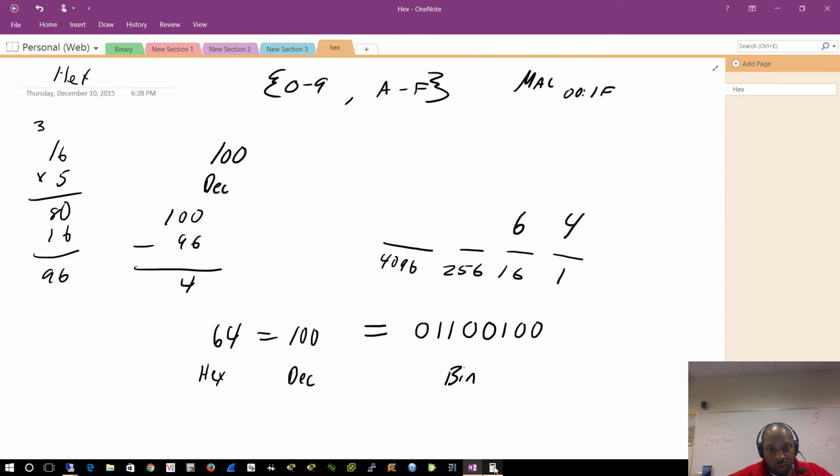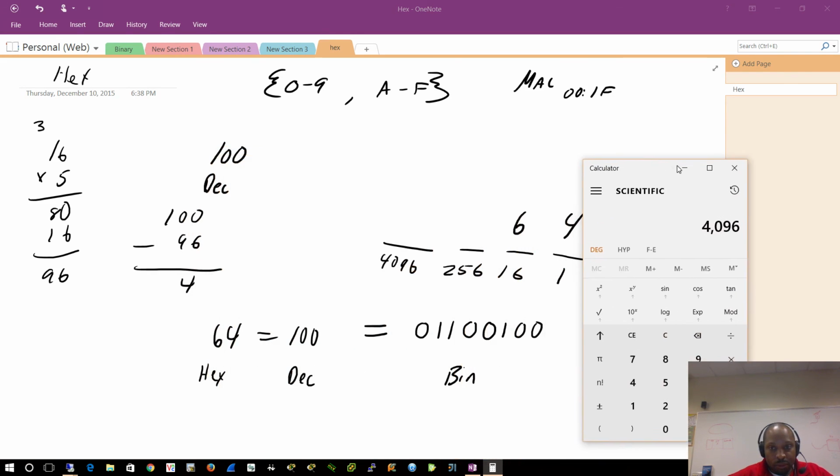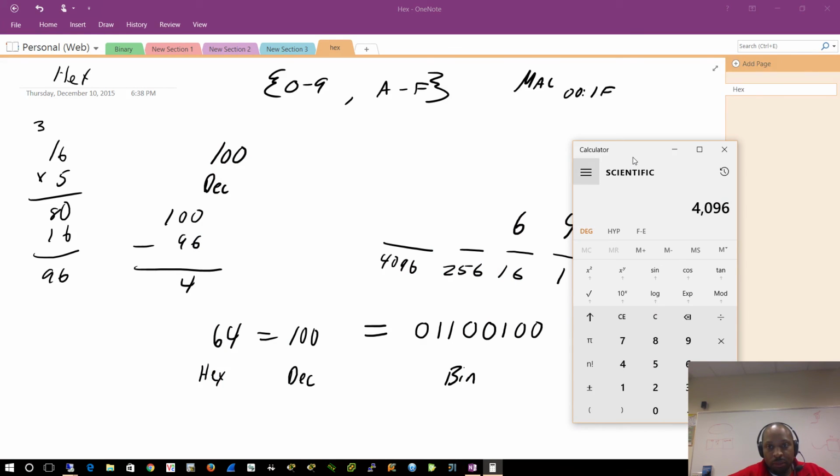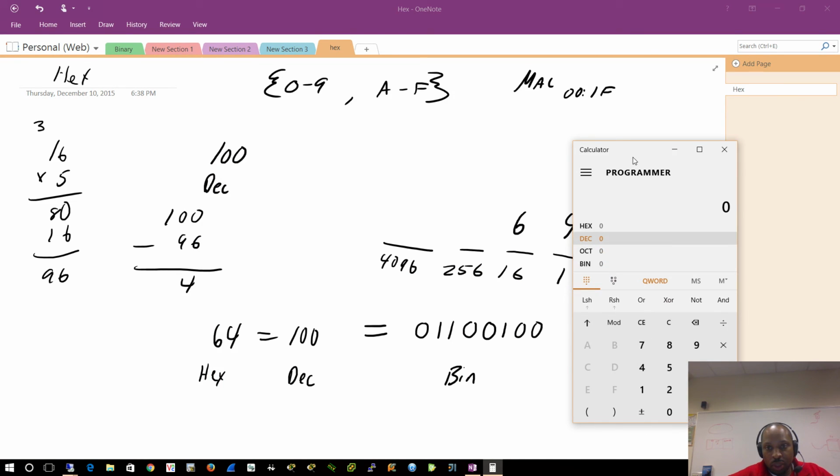And let's check it just to make sure we can see if I'm right here. So we'll go over here, we'll go into programmer mode, and notice that we have decimal selected. We'll write the number 100. Notice here in hex it's 64, in octal it's 144, and in binary it is 0, 1, 1, 0, 0, 1, 0, 0.